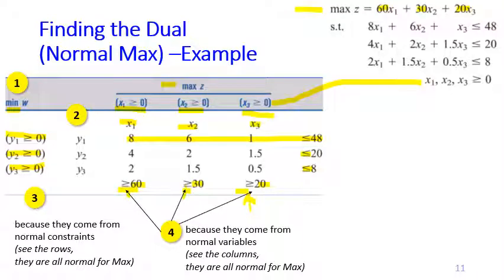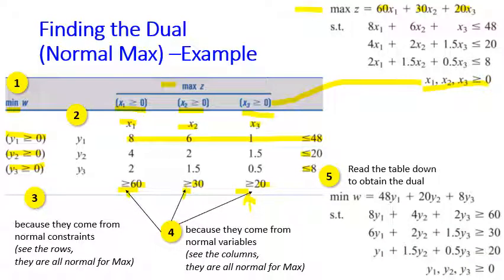See the columns x1, x2, x3. They are all normal variables for the maximization case. So our dual constraints are also normal constraints in the minimization case. So read the table down to obtain the dual.